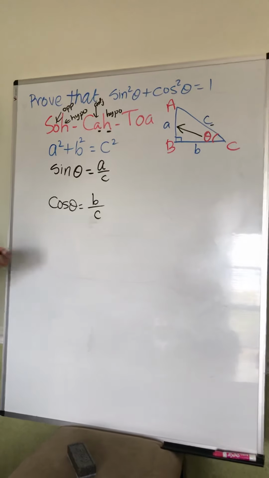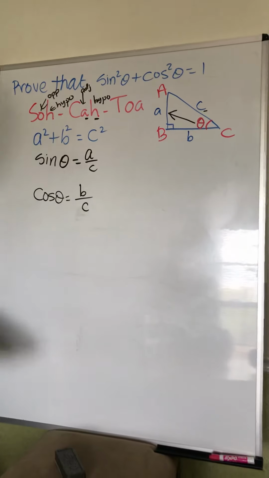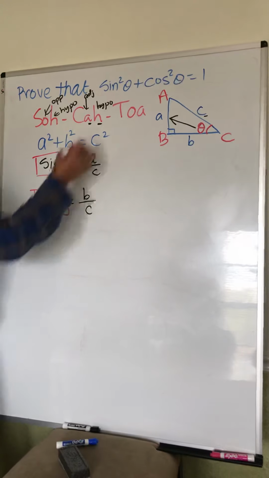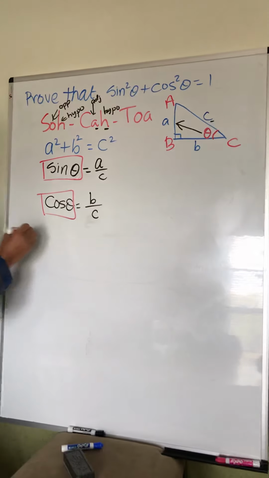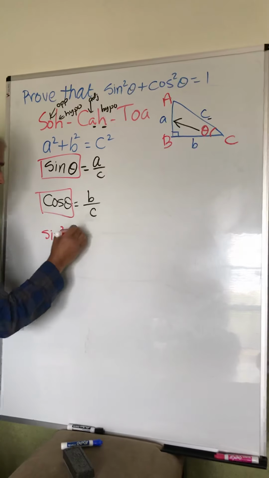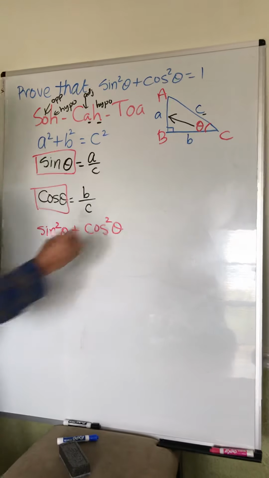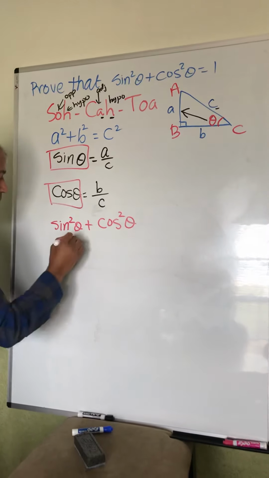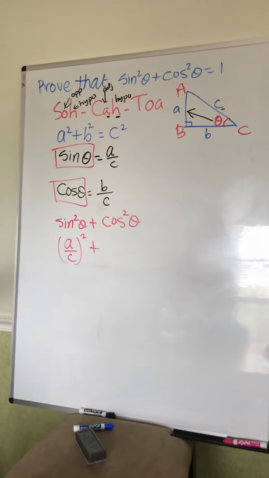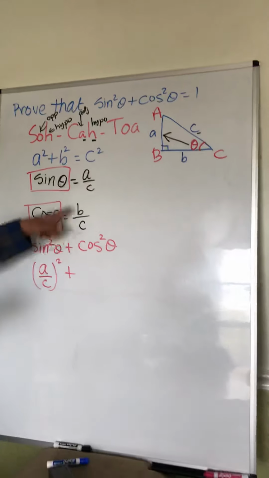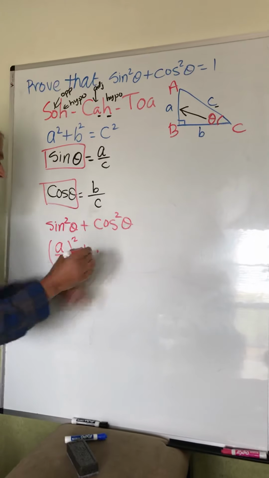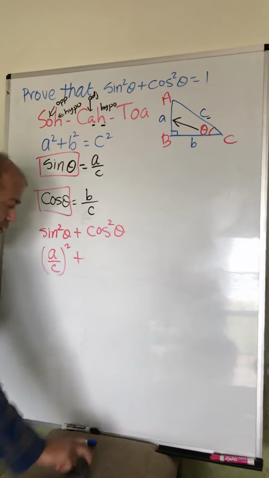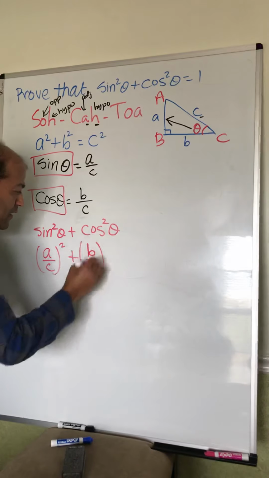Now I'm going to plug sine theta and cosine theta into the left side of the given equation. So sine squared theta plus cosine squared theta. Sine squared theta is (A over C) squared, plus cosine squared theta. Cosine theta is B over C, so cosine squared theta is (B over C) squared.